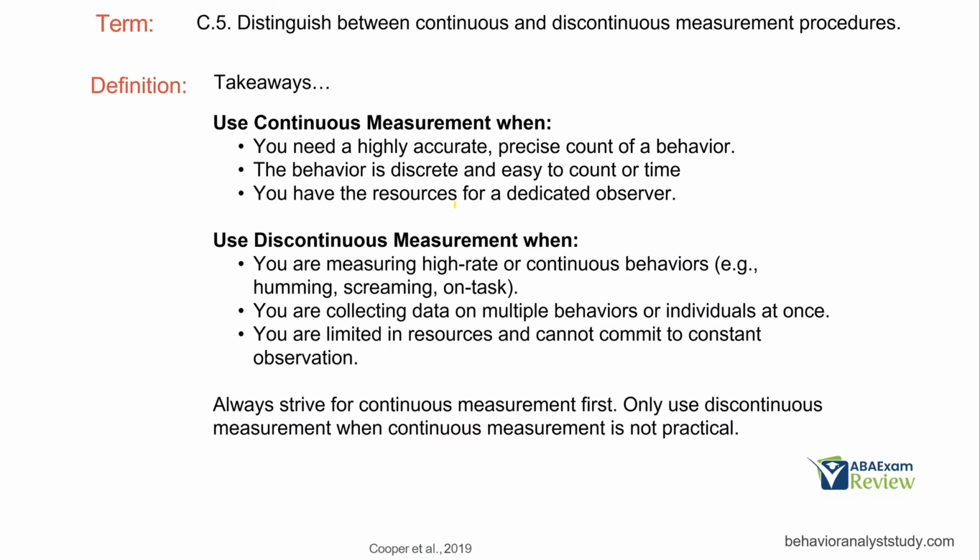Takeaways. Use continuous measurement when you need a highly accurate, precise count or timing of behavior, the behavior is discrete and easy to count or time, and you have the resources for a dedicated observer. Use discontinuous measurement when you're measuring high rate or continuous behaviors, so a lot of humming, a lot of screaming, or if they're just on task for long periods of time or short periods of time, right? Also when you're collecting data on multiple behaviors or individuals at once, or you're limited in resources and cannot commit to constant observation.